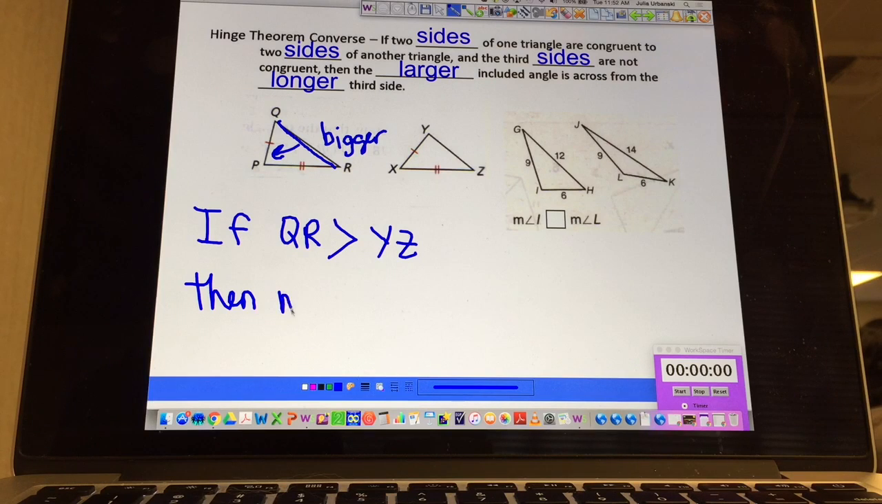Angle P would be greater than angle X. All right, writing it out in letters is more confusing. That's just the rule. Let's do it with numbers so it'll be more clear.